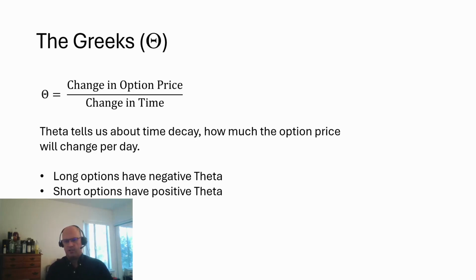So the next on our list is theta, and as I said at the outset, theta will give us the change in option price per unit of time. So there's a time decay component to options.